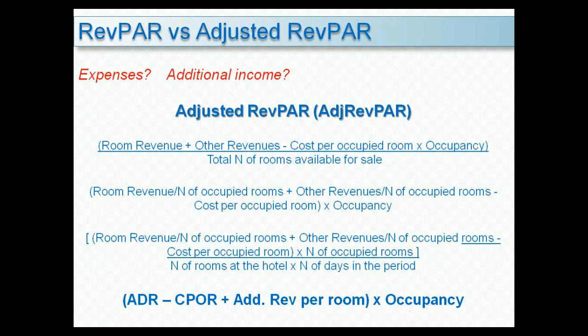If you remember, the formula for regular RevPAR is just ADR times occupancy. So in this formula you can see that we are also including cost per occupied room, this is your variable expenses, and additional revenues per room. So your additional revenues coming from other revenue generating departments. So this formula is more objective, and it reflects your real profitability at the hotel, comparing to RevPAR, which does not.